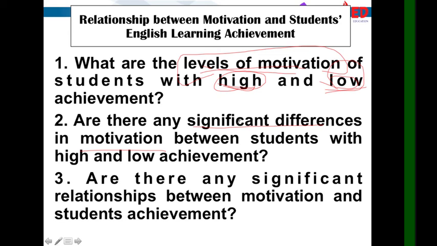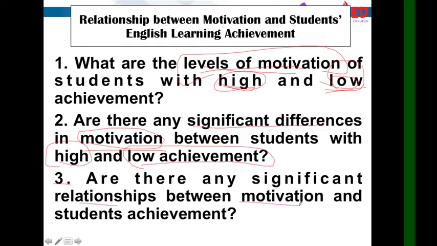Okay, using some statistical treatment, we can see if the motivation of low and high achievers is different. Maybe the motivation received by low achievers is lower than that of high achievers, which is why the high achievers' performance is higher, because they received better motivation. Maybe that's the case. Now, the third one is, is there any significant relationship between motivation and students' achievement?